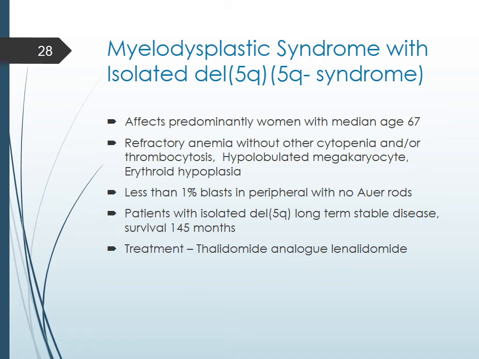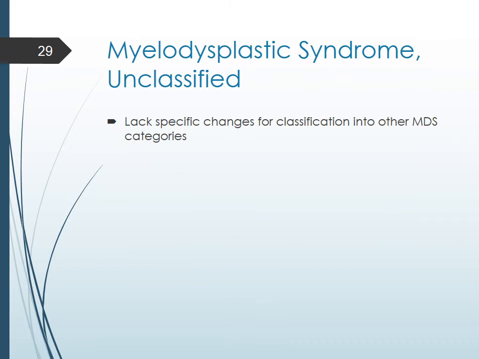Now let's talk about myelodysplastic syndrome, unclassified. It lacks the specific changes for classification into the other disorders. Examples are cases of RCUD or RCMD with 1% myeloblasts in the blood, MDS with pancytopenia and dysplasia limited to one cell lineage, or patients with no increase in blasts, persistent cytopenias.